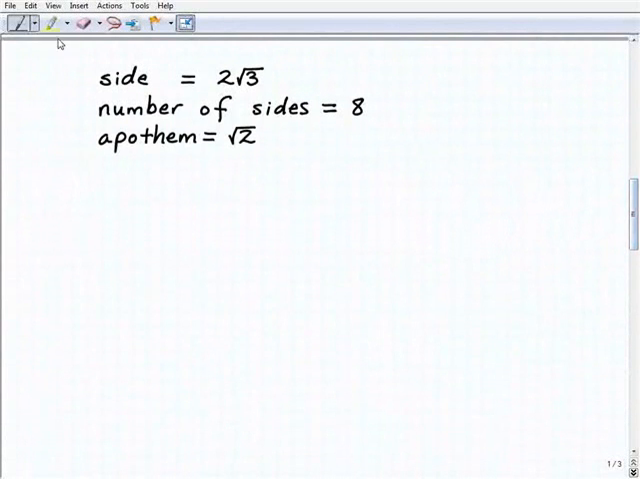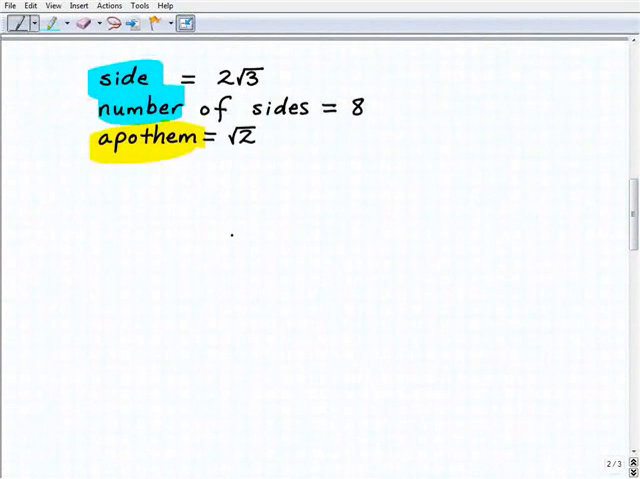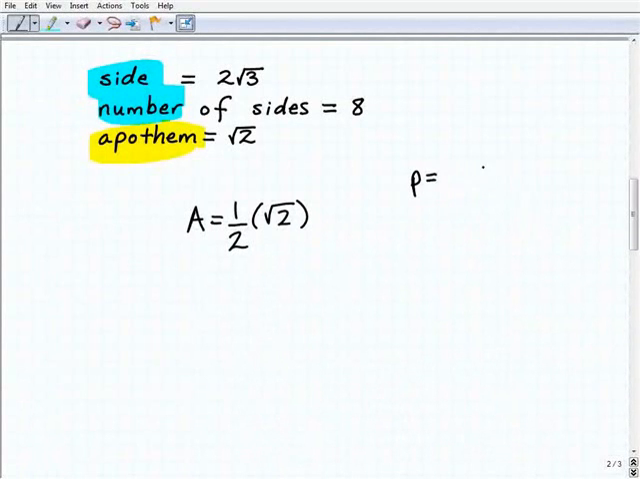Same thing. We already have our apothem, and we're going to use these two pieces of information to find our perimeter. So let's set up the problem. The area is going to be equal to 1/2 the apothem, which is the square root of 2, times the perimeter. The perimeter is going to be equal to the number of sides, 8, times the length of one side, which is 2 radical 3. So 8 times 2 radical 3.